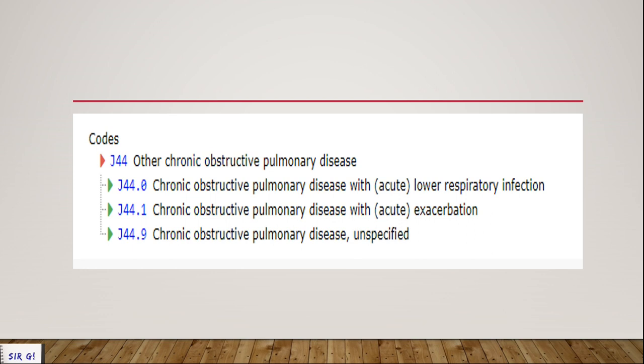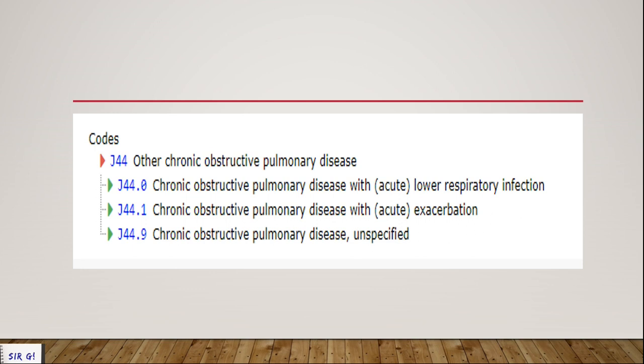When you go again to your J44, we have these options under your category J44. We have your subcategory J44.0, COPD with acute lower respiratory infection, J44.1, COPD with acute exacerbation, and J44.9, COPD, unspecified. Now, we have a term here, acute exacerbation. We will be discussing later on what we mean by acute exacerbation.